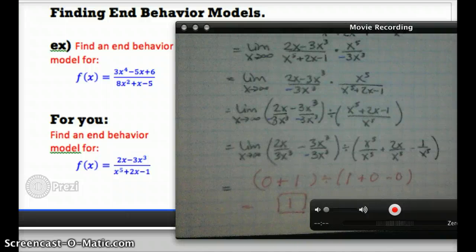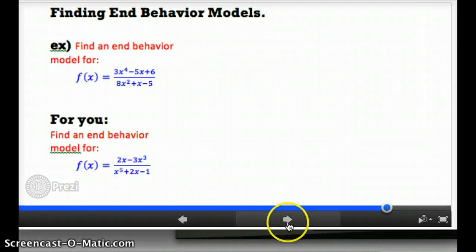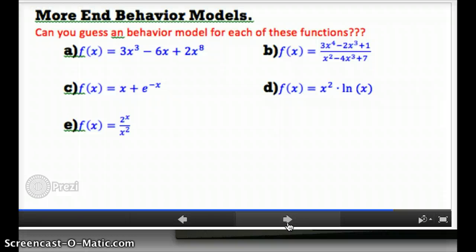Okay, so now that you are full of all this algebraic nonsense, I think it's time to go back and talk about why end behavior models are worth all the trouble they take to prove. So here are 5 kind of basic functions. And looking at these functions, I want you to guess an end behavior model for each of them. In fact, I'm going to put it in an Edpuzzle question for you.